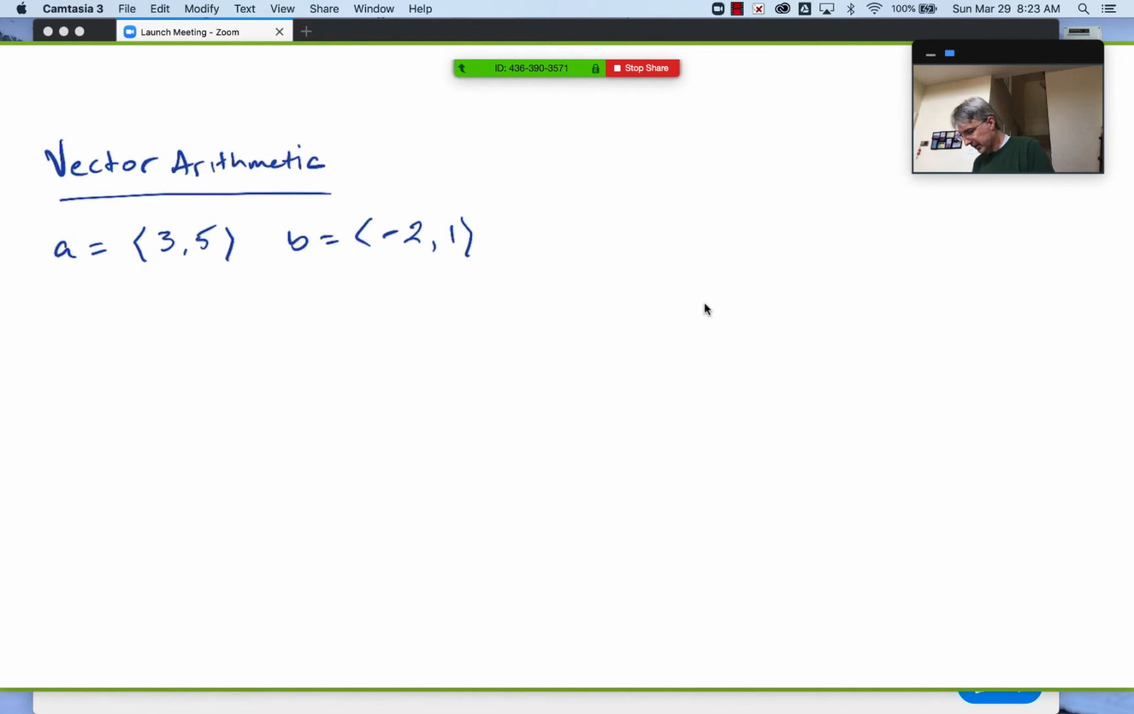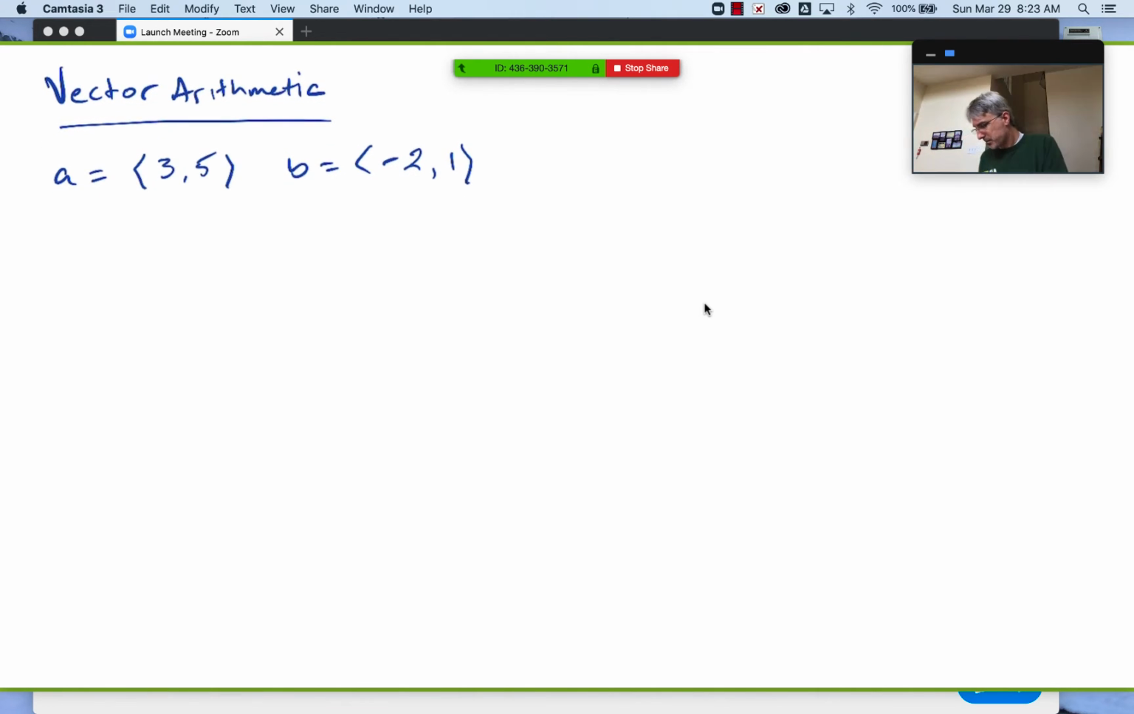So vector arithmetic, there's basically two things that I need you to be able to do. The first is add or subtract vectors. And I think that part's pretty intuitive. So if I say, what is a plus b, then that's just add the corresponding parts. 3 plus negative 2, comma, 5 plus 1. And then I simplify. 3 plus negative 2 is 1. 5 plus 1 is 6.